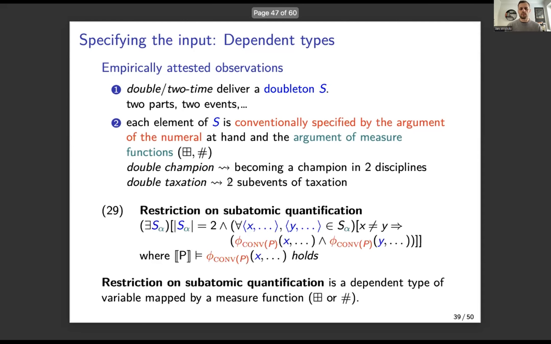Okay, so given this, we propose the following restriction on sum atomic quantification, and colors correspond to those empirical observations. So there is a set, and this set is a doubleton set, fine. And what we propose is that for each element of this set, some conventionally entailed property holds for those elements. And this property simply follows from the lexical meaning of the sister of the numeral, so for instance, from 'champion' or 'deep frying' or whatever you like. And this restriction on sum atomic quantification is encoded as a dependent type of a variable which is mapped by the measure functions. So let's see how this might work.